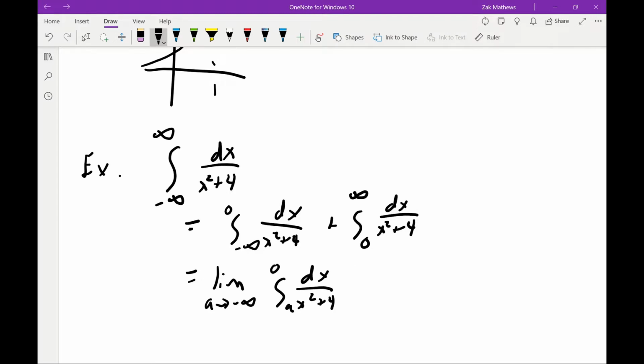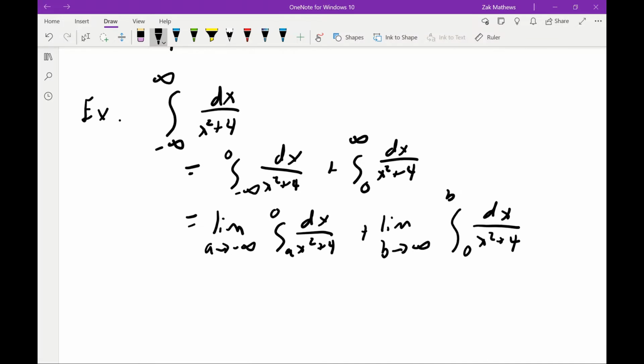I can't plug in infinity, but I can plug in a letter a, that's fine. And then on the other one, because a is already restricted to going to negative infinity, I'll use b here. I'll say let's let b go to infinity, and this integral will take 0 to b dx over x squared plus 4. Could have used any letters I wanted there. I just need them to represent a fixed value that we're going to then let approach infinity using our limit, I should say.